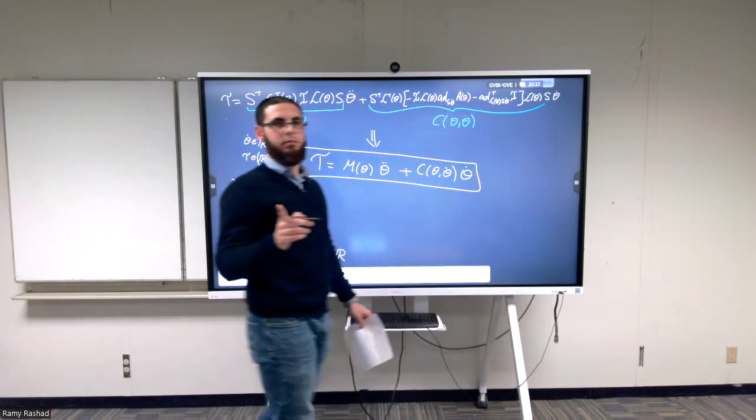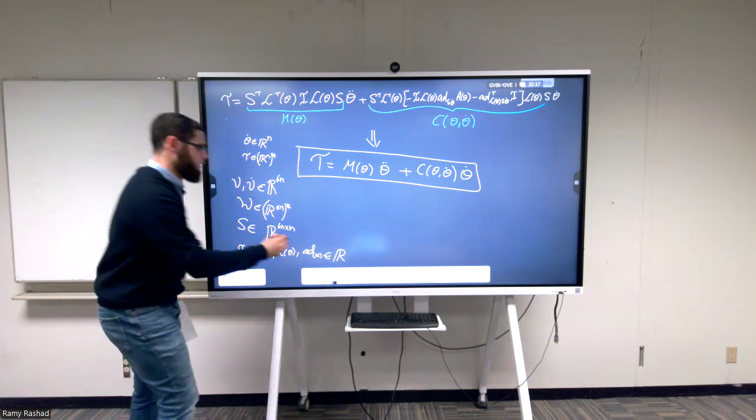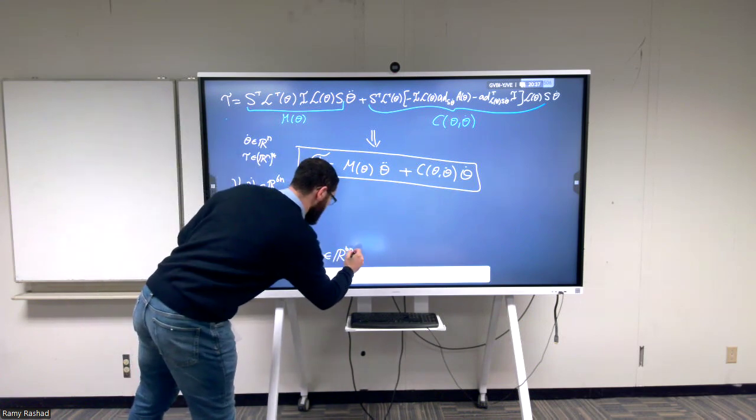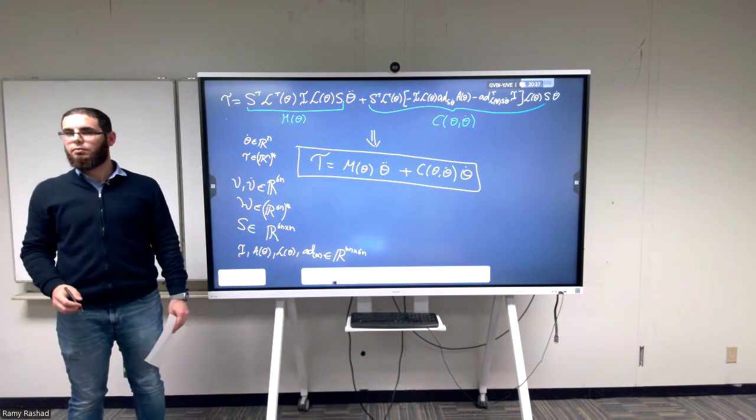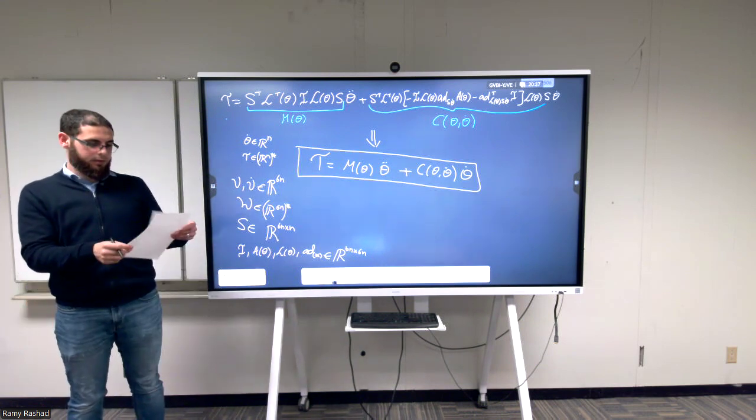6 by 6, no. 6n by 6n, yes. You can check it for yourself. 6n by 6n, which in this case is a 12 by 12 matrix.